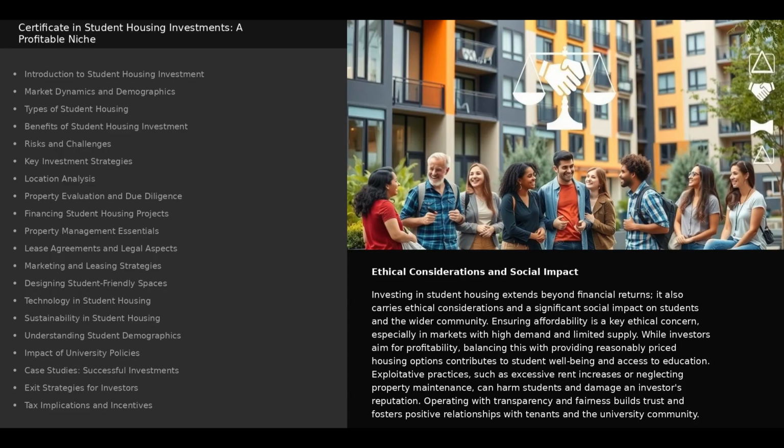Exploitative practices, such as excessive rent increases or neglecting property maintenance, can harm students and damage an investor's reputation. Operating with transparency and fairness builds trust and fosters positive relationships with tenants and the university community. Responsible investment practices are essential for long-term success and community integration.